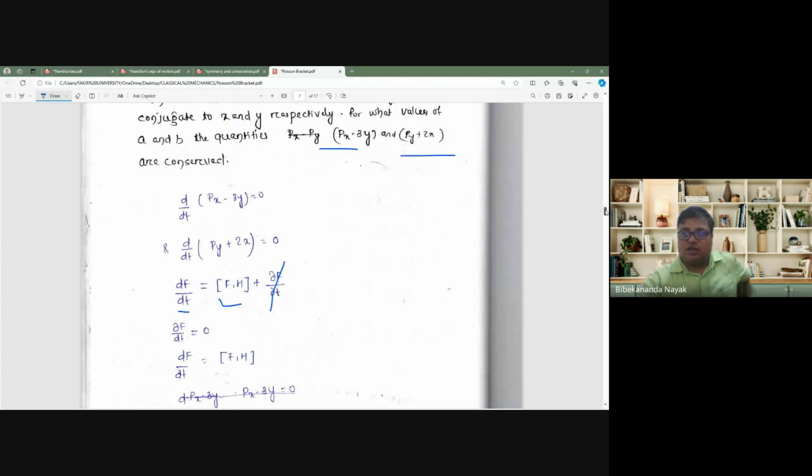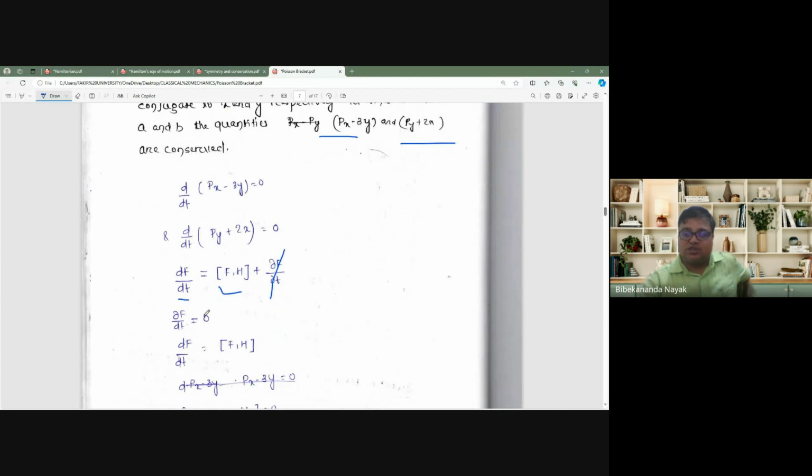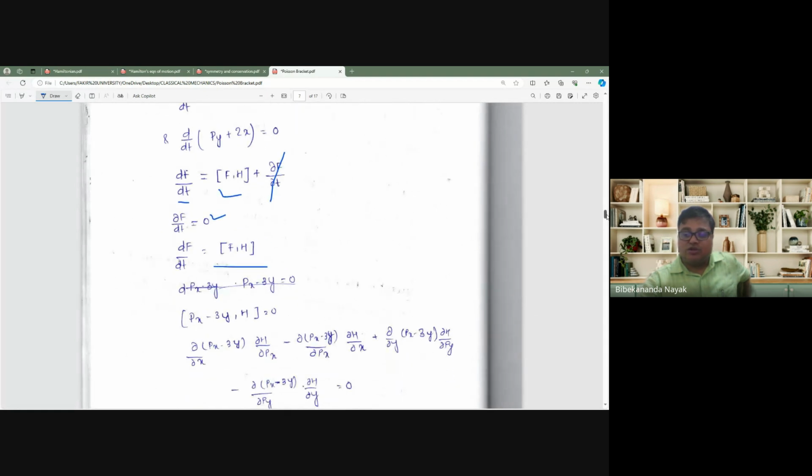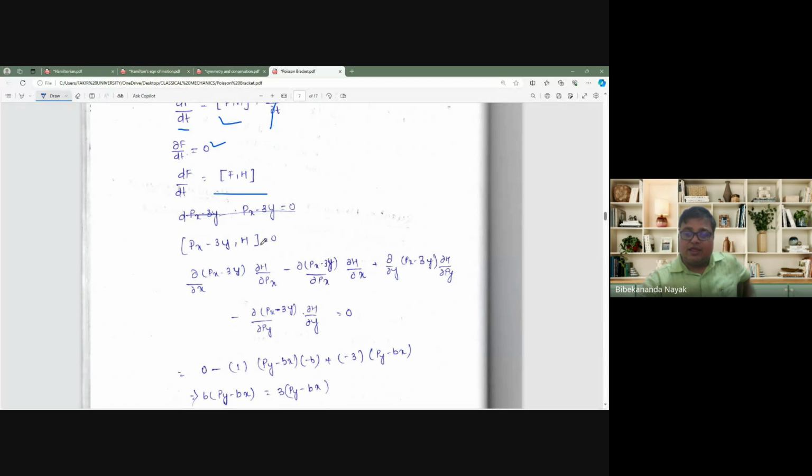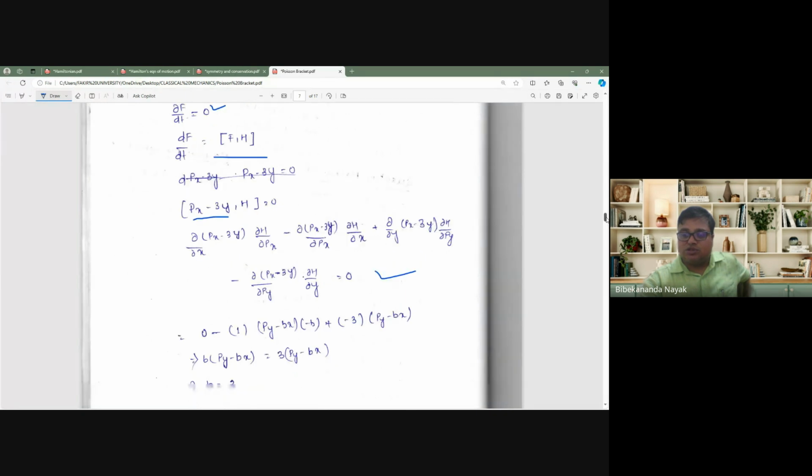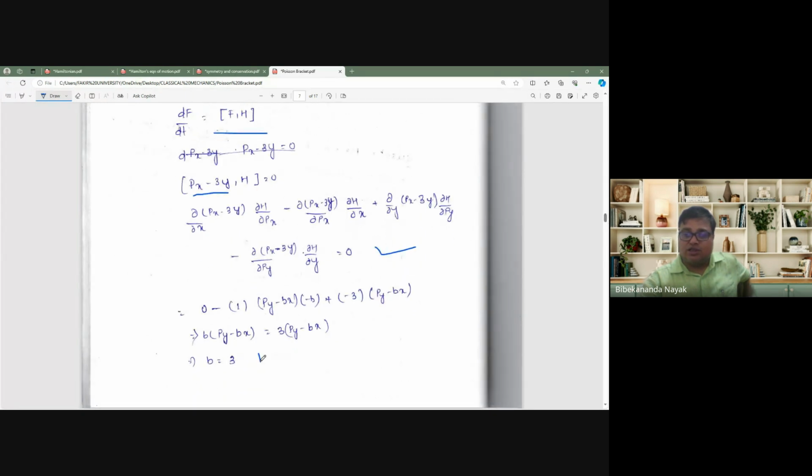So if F is conserved, dF by dt is 0. That means the Poisson bracket of F and H is equal to 0. So from this you calculate the value of A and B. If the Poisson bracket of F and H is 0, for the first one, px minus 3y is F, you calculate this, it is equal to Poisson bracket 0, which gives you this formula: B is equal to 3.